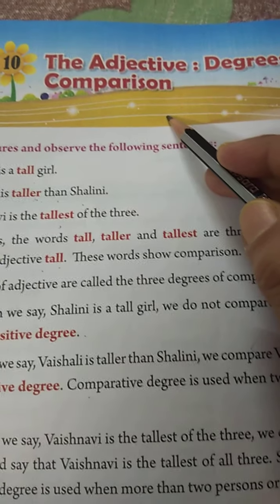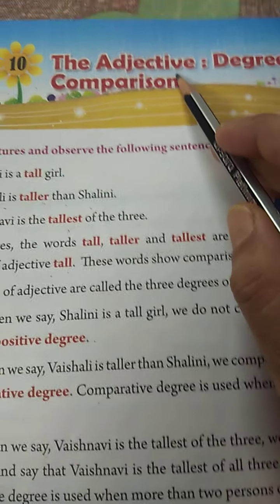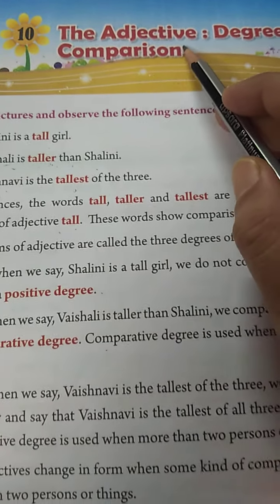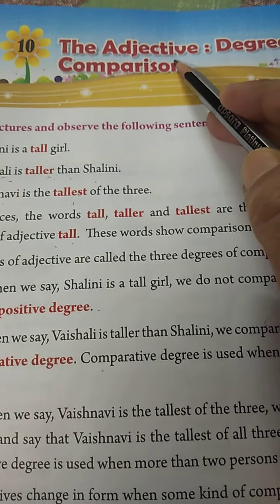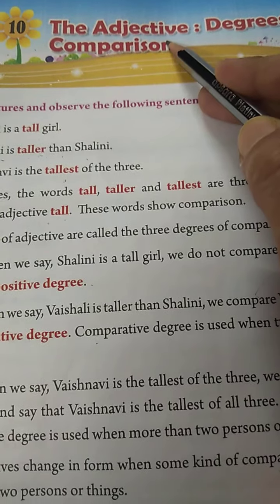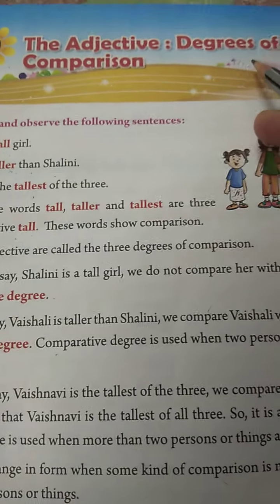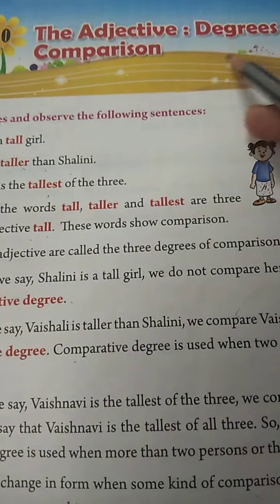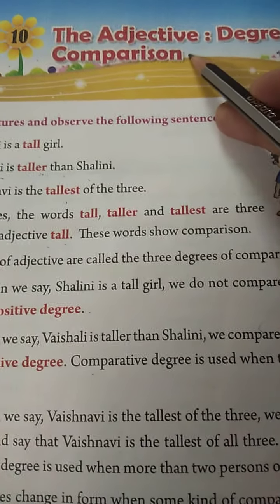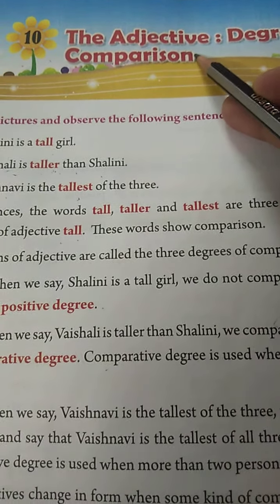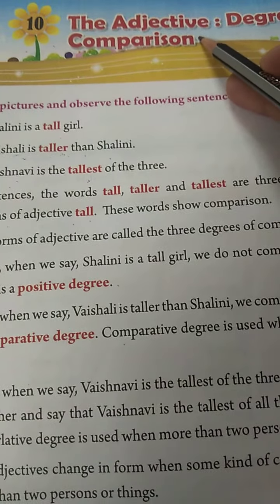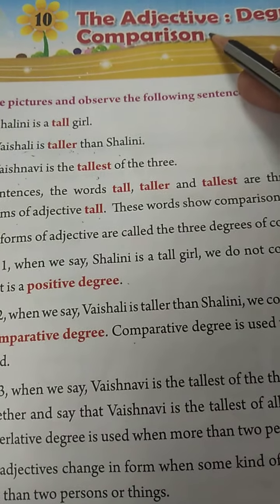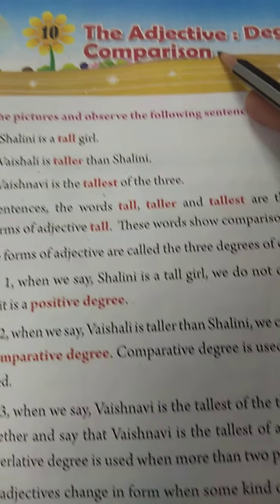See, you should know what is adjective. Adjectives are the words which describe a noun or a pronoun. So that's why adjectives are also called describing words. Clear? Today we will discuss degrees of comparison. What do we mean by degree? We can change the degree of adjective. How can we change its degree? We can use adjective in comparative form as well as in superlative form also.